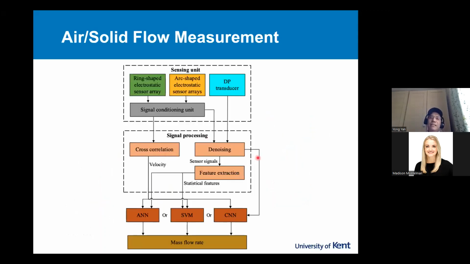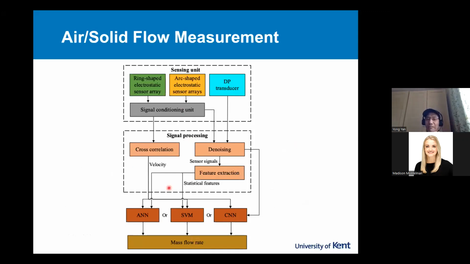The sensing unit is very different from other multiphase flow meters. You can see we have a circular shaped electrode, an arc shaped electrode, and the differential pressure. Then we go through a signal processing stage, and then we deploy a neural network, support vector machine, and convolutional neural network. The idea is to get the mass flow rate of solids.